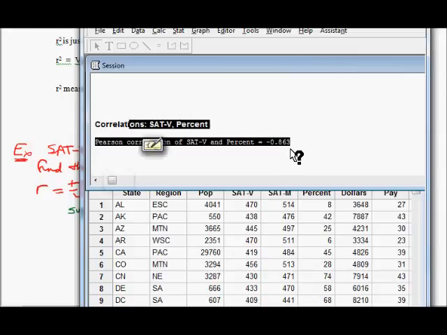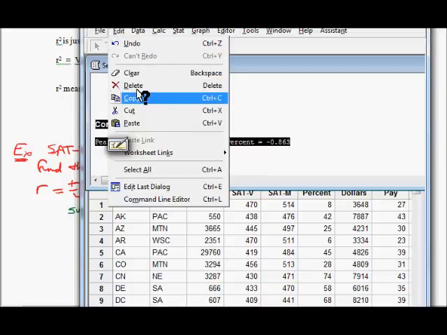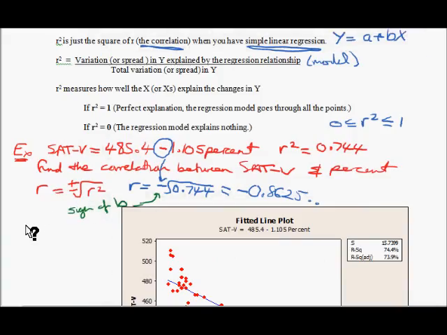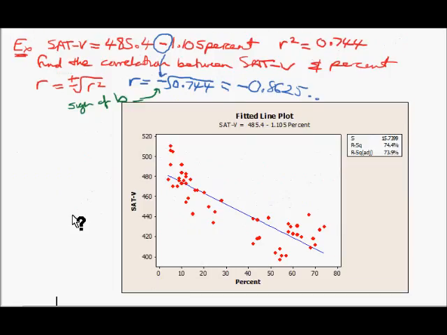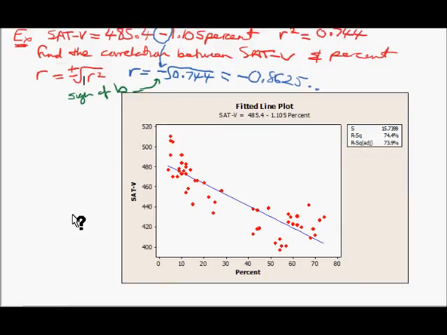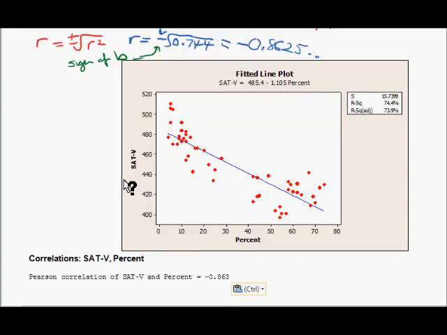Let's copy that and put it over here. If I put it in there, feel careful. Let's see, where is that? There we go. I'll insert it. Let's paste in there. So there we have the correlation from Minitab, which gives us a similar value, right?